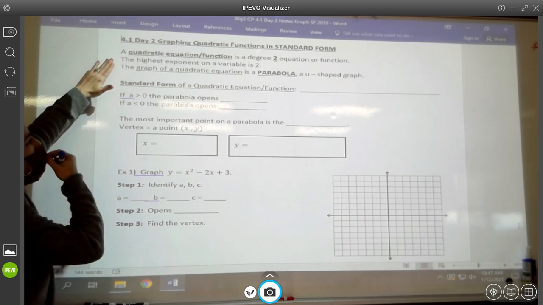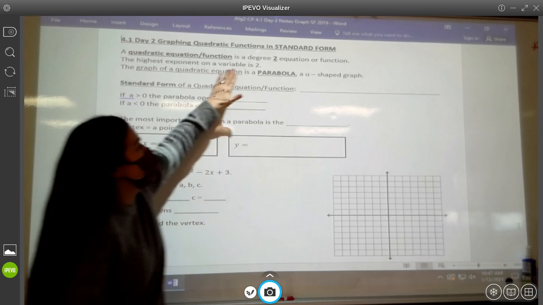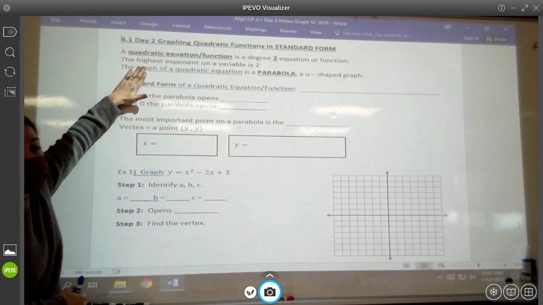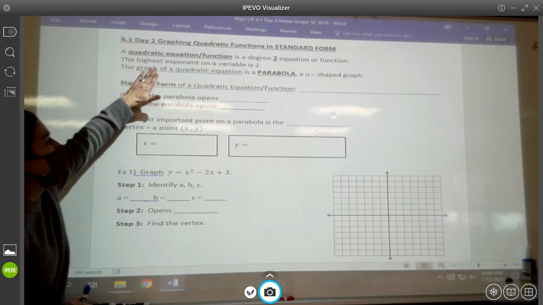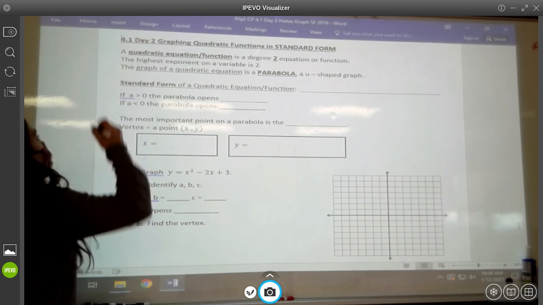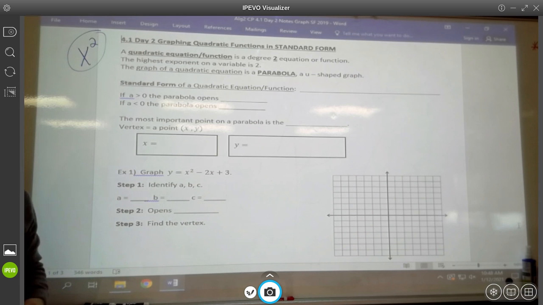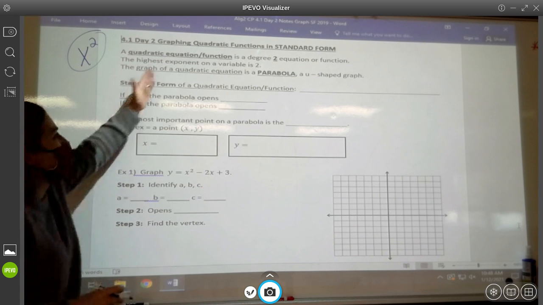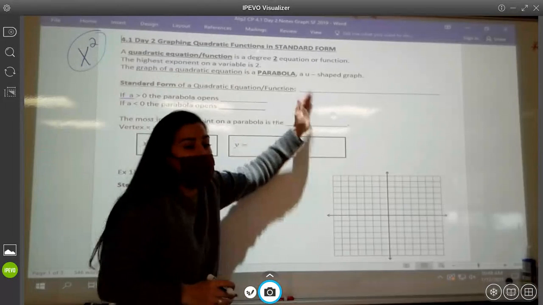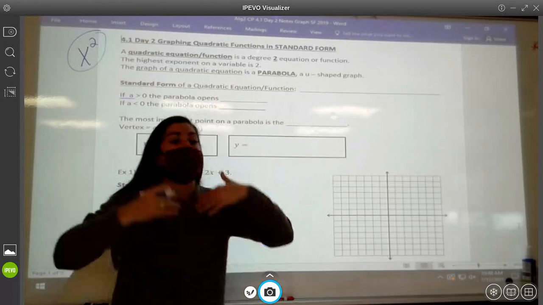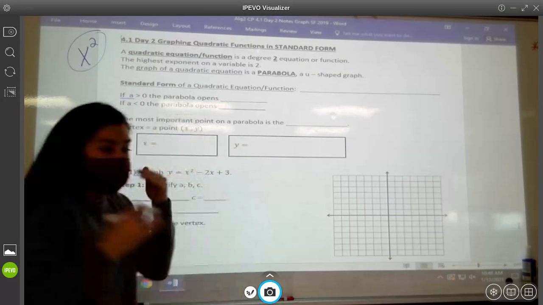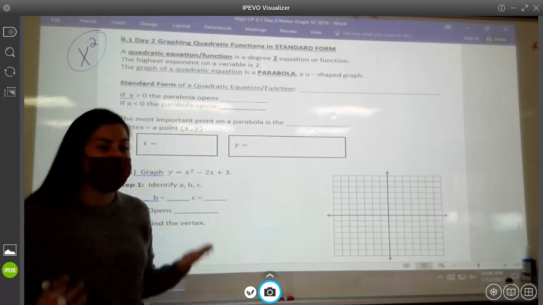So remember, a quadratic equation or function is a degree 2 equation. What does it mean to be a degree 2 equation? It means the highest exponent on a variable is 2. So we're going to be working with all of these x squared equations, okay? The graph of a quadratic equation is a parabola, a U-shaped graph that has symmetry. If you were to cut it in half, the left and right side would match.